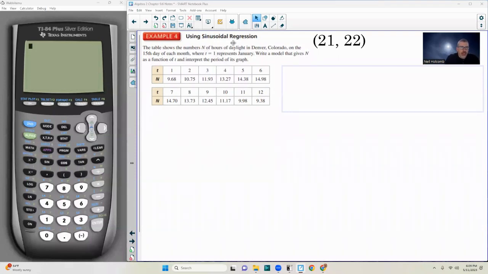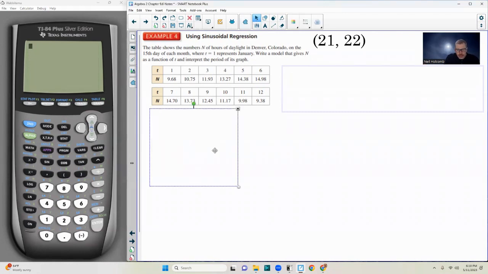Okay, example 4, using sinusoidal regression. Remember, sinusoidal means graphing a sine or a cosine function. Don't think it's just sine. So the table shows the number n of hours of daylight in Denver, Colorado on the 15th day of each month, where t equals 1 represents January. So this is January 15th. Okay, 9.68 hours of daylight. February 15th, 10.75. March 15th, April, May, June, all the way through to December. So there you go. So the maximum sunlight is in June, 14.98 hours of sunlight. It says to write a model that gives n as a function of t and interpret the period of its graph.